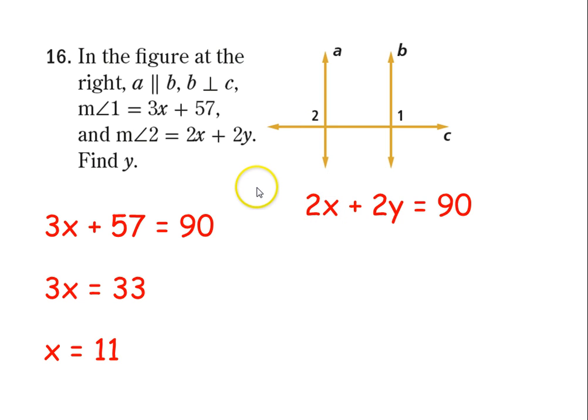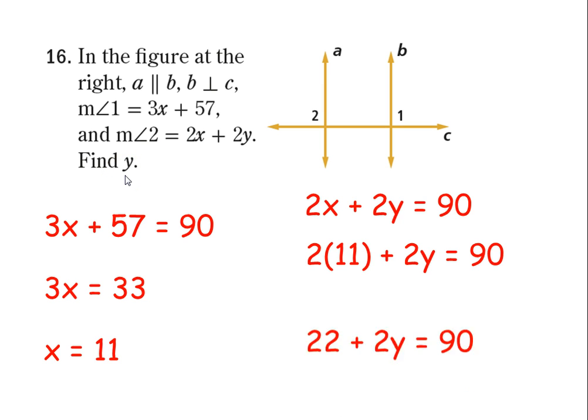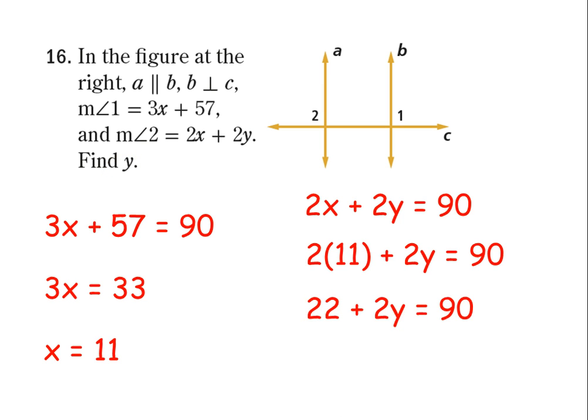Now we know the value of x. The value of x is 11, so we can plug in 11 for x and solve for y, which is exactly what we're asked to do. So 2 times 11 plus 2y equals 90, therefore 22 plus 2y equals 90. Subtract 22 on both sides, you get 2y equals 68, and therefore y is equal to 34. So the value of y in this case is 34.